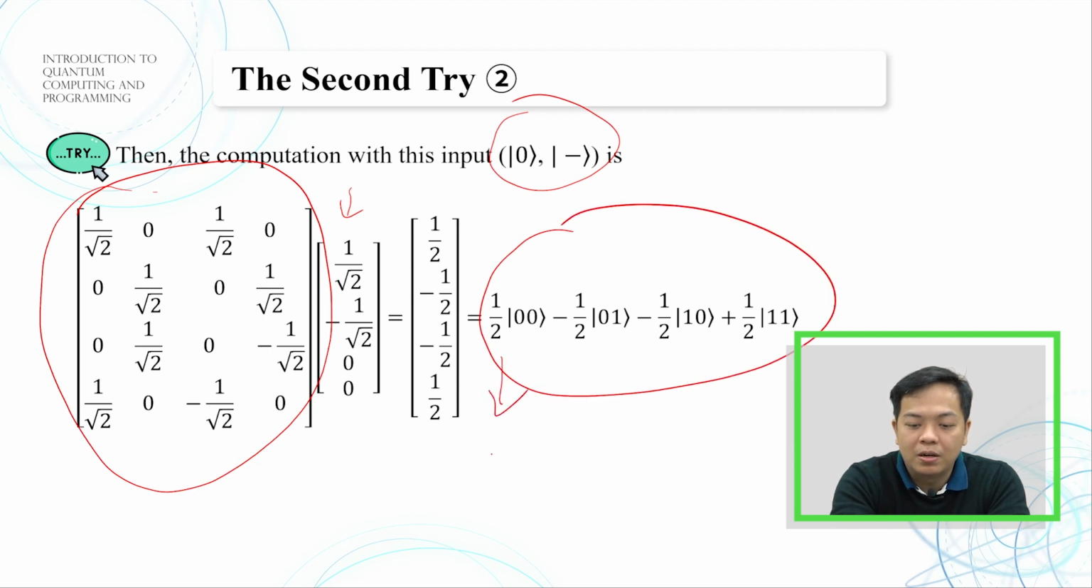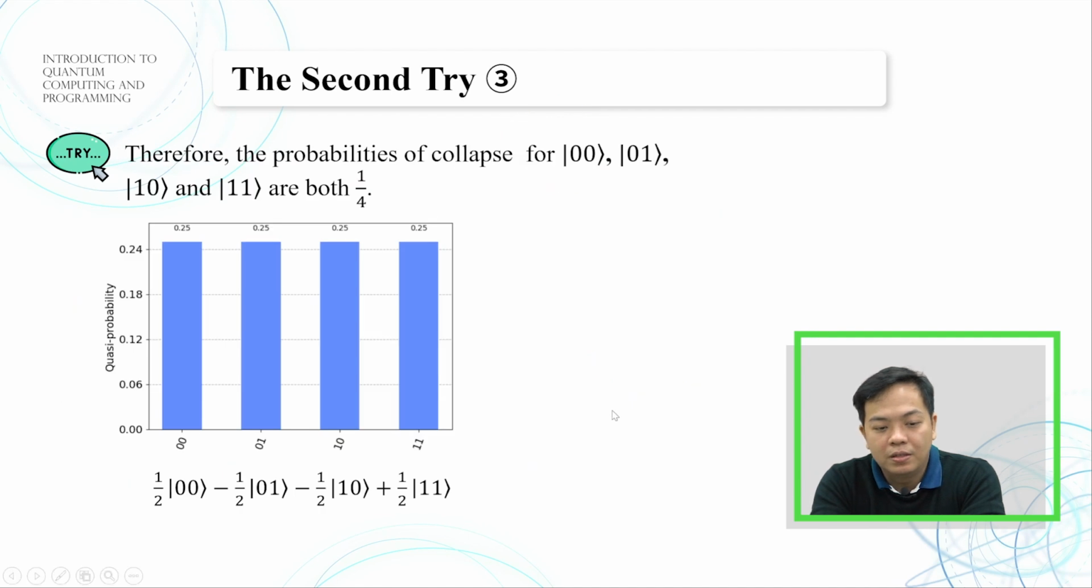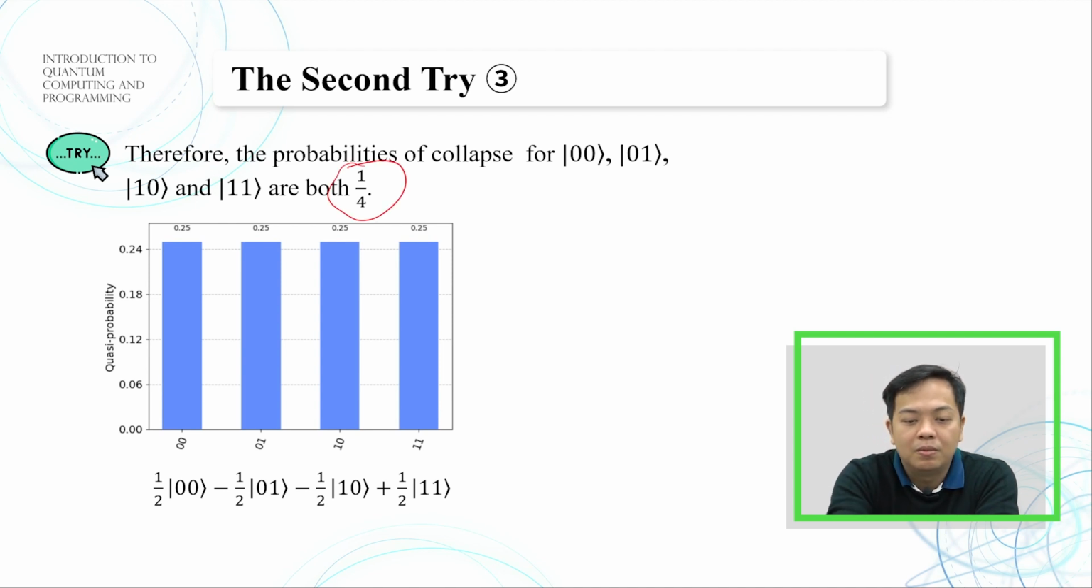Each part is 0.25. So we can see 0.25, or 25 percent, or one quarter, 1/4. So that's the probability for the collapse.